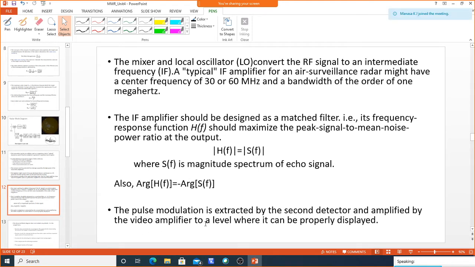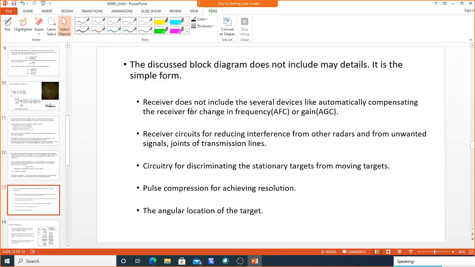Now the pulse modulation is extracted by the second detector and amplified by the video amplifier to a level, meaning the threshold level should be set where the signal will be properly detected and displayed. As I said, this is a simple form of the radar block diagram. It does not include many details like automatic frequency control and automatic gain control at the receiver side.